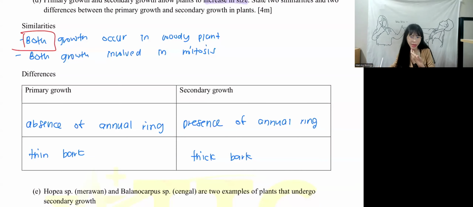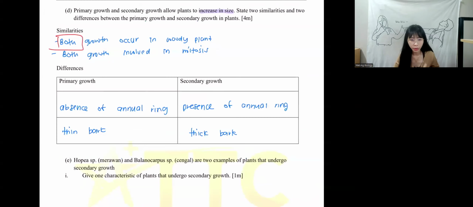Try not to write herbaceous only, because primary growth can also occur in non-woody plants. Because growing tall, all plants can grow tall. So you write the one that I marked just now. Merawan and Chengal are two examples of plants that undergo secondary growth.